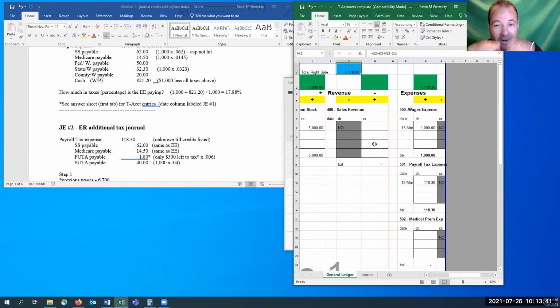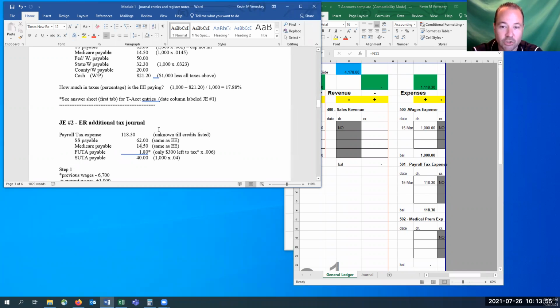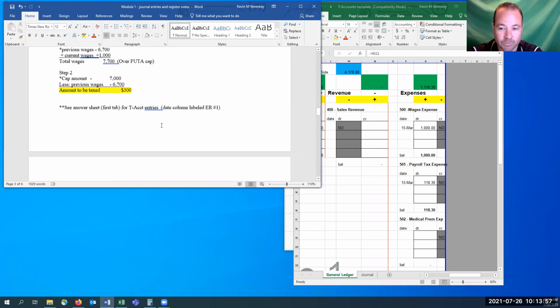They zeroed each other out. This was a big old negative in the expenses because it's a subtraction. And then all of these guys were added up to offset it. So that is journal entry number 2.